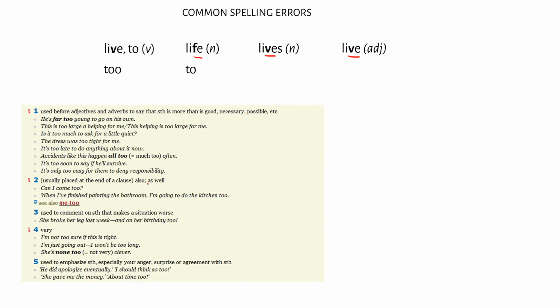Also, if you want to say too as in as well, and this is what we would say ook, and this is what we say te. Can I come too? When I've finished painting the bathroom, I'm going to do the kitchen too.